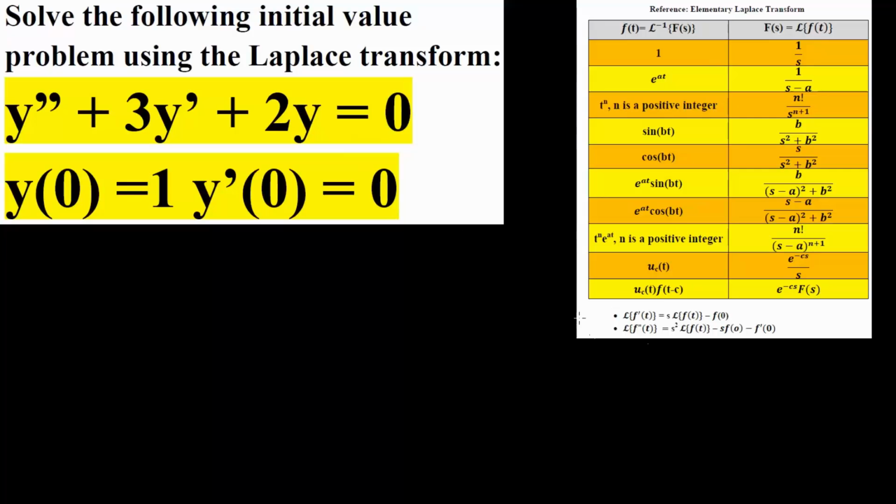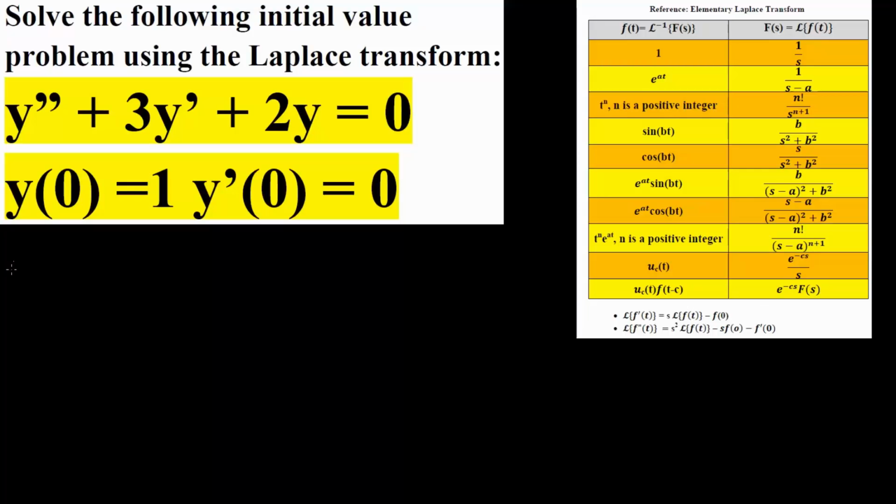And so we'll use these two formulas. The Laplace of f double prime t is equal to s squared times Laplace f(t) minus s times f(0) minus f prime(0), and Laplace of f prime t is equal to s times Laplace of f(t) minus f(0). We have to translate this, and this is typically given by your professors. If not, you have to memorize it.